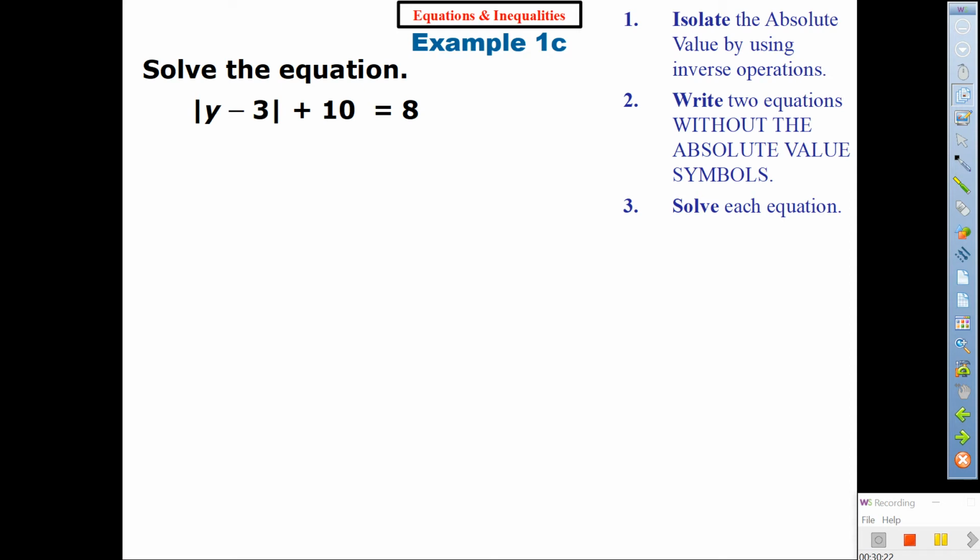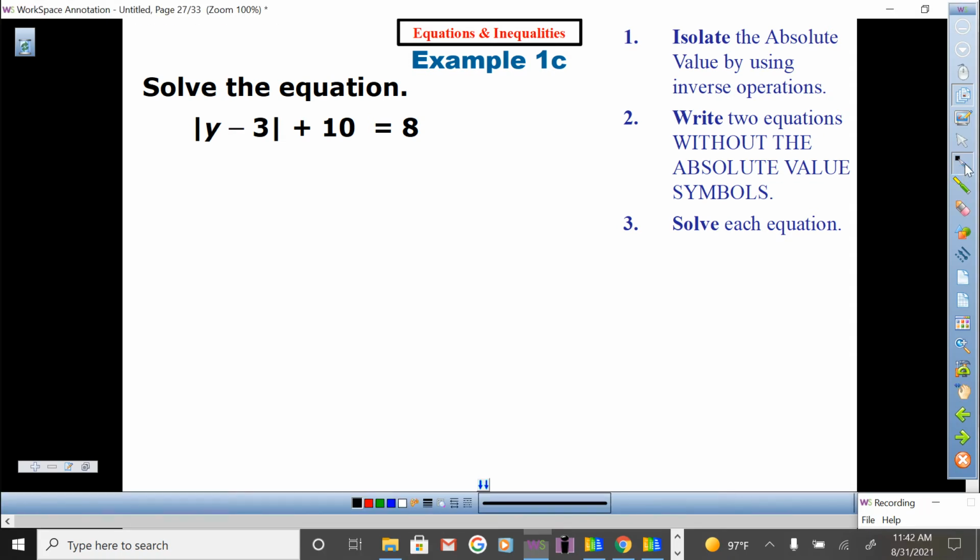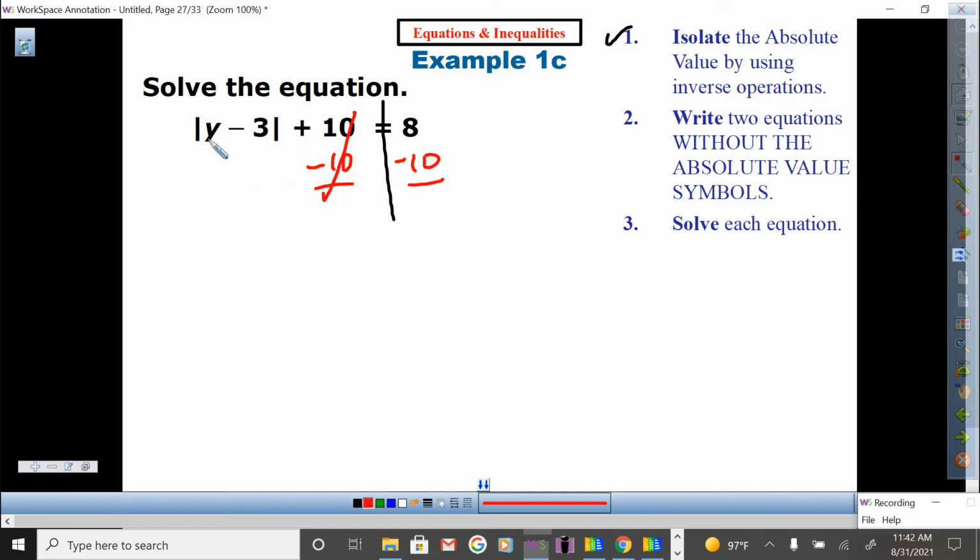Copy this one. Example 1C. Absolute value y minus 3, close the absolute value, plus 10 equals 8. Let's do the first step together. Y'all ready? Line down the equal sign. Step 1 says leave the absolute value by itself using the inverse operation. So what do we do? Subtract 10. We end up with absolute value y minus 3 equals negative 2.